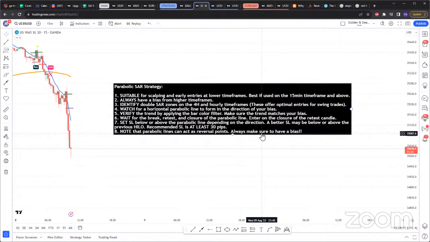Even if it's scalping, at least have a 30 pip stop, unless you want to be amazing and you have like a 10 pip stop, which is possible, but you're more likely to get faked out.